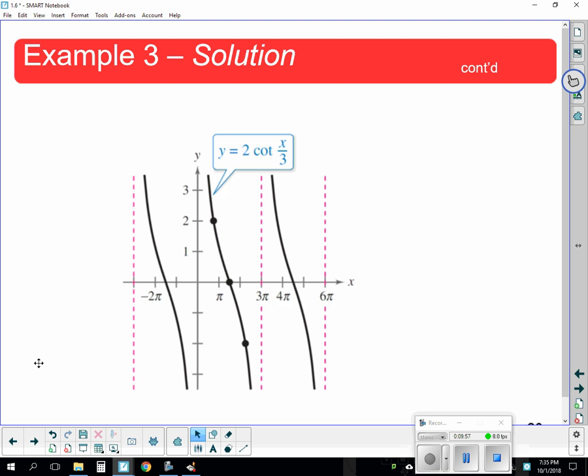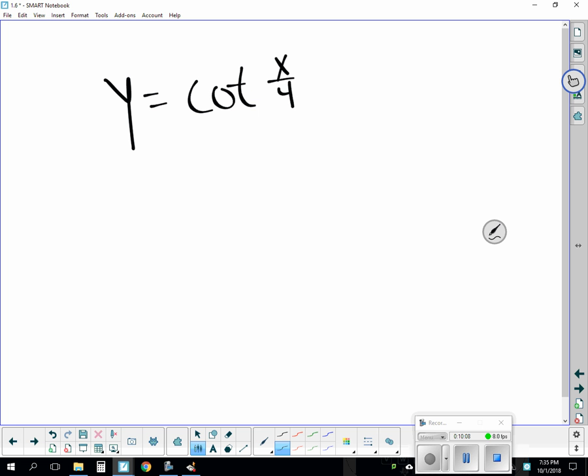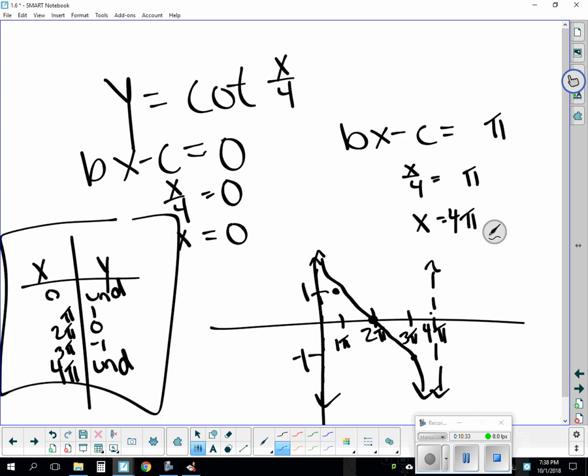Okay. All right, let's try one more. y equals cotangent of x over 4. Okay, so why don't you guys pause the video and give it a try. Find your vertical asymptotes, your x-intercept, and then 2 more points and sketch it out. Okay, there's my kind of terrible sketch, but there it is. Here's also a little t-chart so you can check your values.